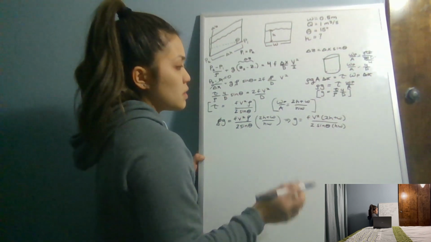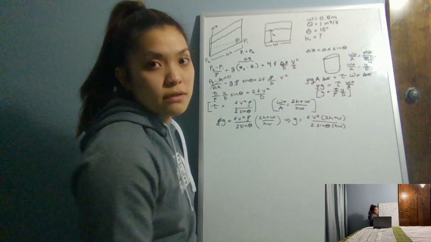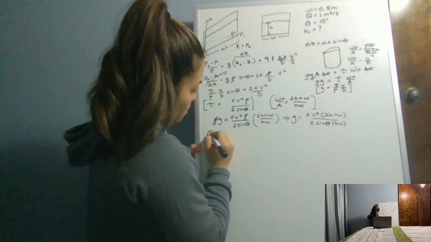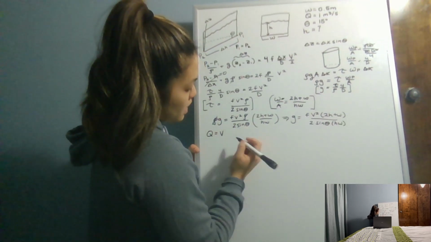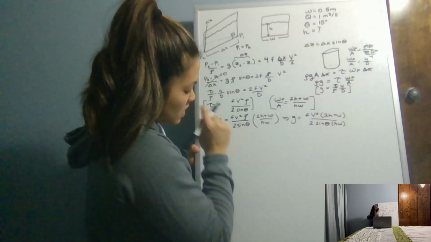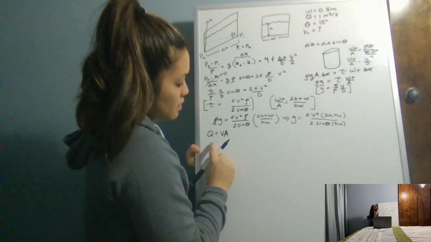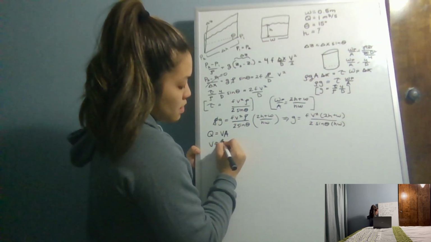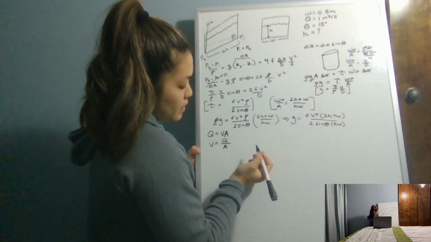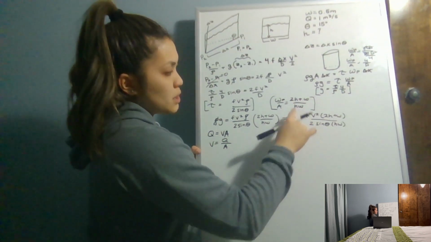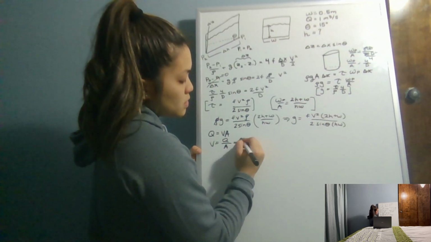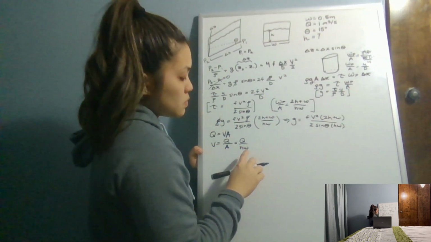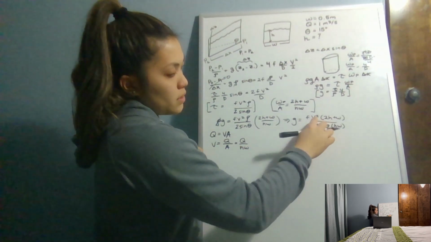And so now we have this velocity here, and we don't know what the velocity is, but we are given the flow rate. Flow rate is just the velocity times the area. So if we isolate the velocity, we get velocity equals flow rate divided by area. And like we mentioned earlier, the area is just the height times the width, so it's going to be flow rate divided by height times the width.